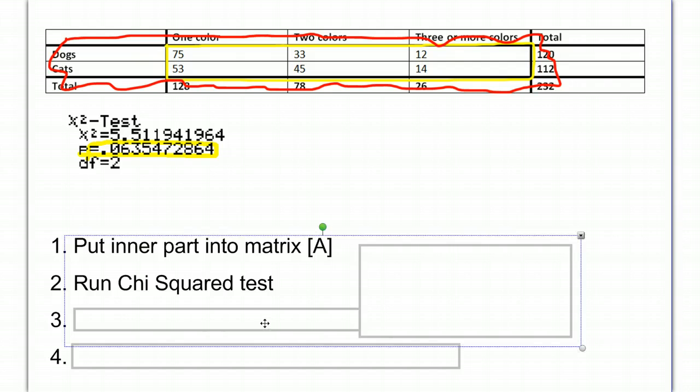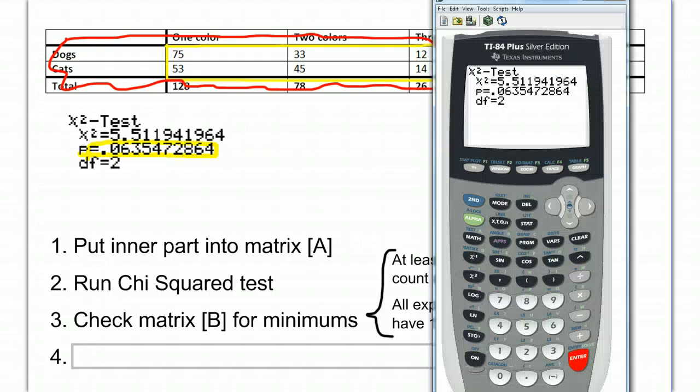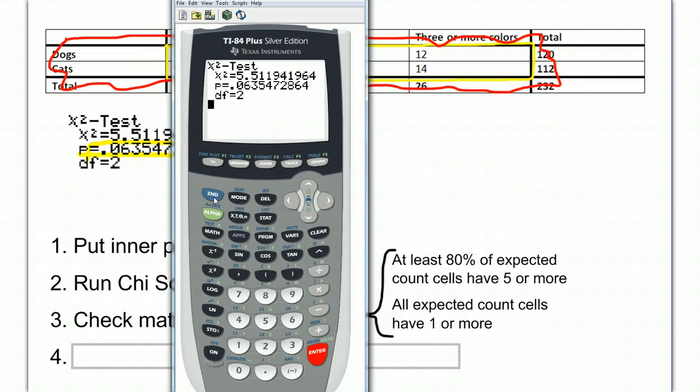But now we have to go back and make sure that the test was actually valid. To do that, we have to check matrix B for some minimum values. Most of the values in this table we're going to look for to be 5 or more, and all of them have to be 1 or more. So to look through this, we go back to second matrix, we go to edit, and we go to B this time instead of A.